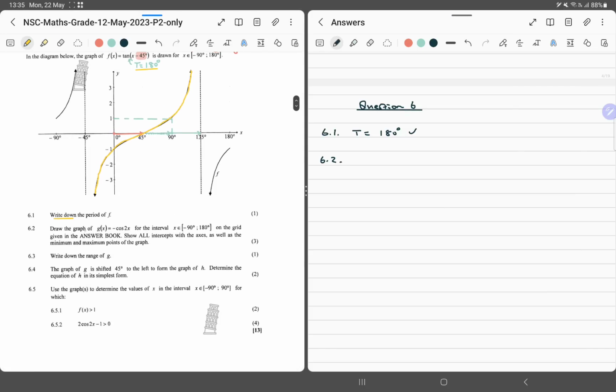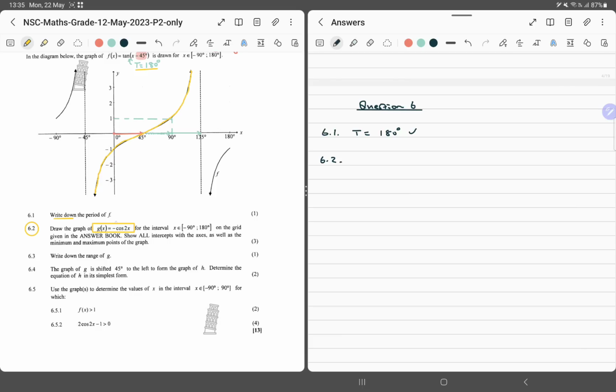6.2 says draw the graph of g of x equals minus the cos of 2x, for the interval minus 90 to 180. So they've already given that same domain on the grid given in the answer book. Show all intercepts with the axes as well as the minimum and maximum points of the graph. Of course, when they give you a grid and tell you exactly where to do it, it is pretty safer to do it like that. But I am lazy now, okay? Let me just cut the corners a little bit.